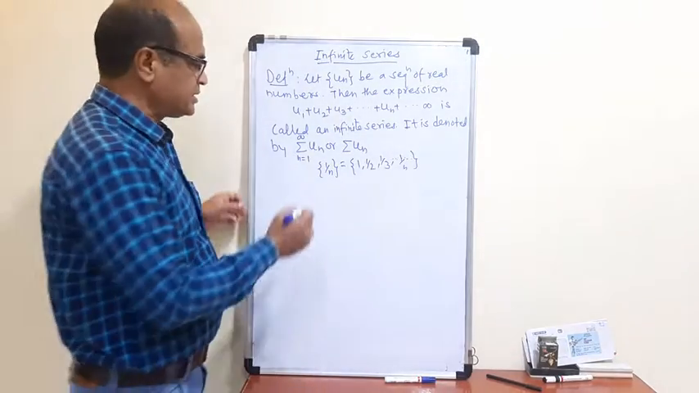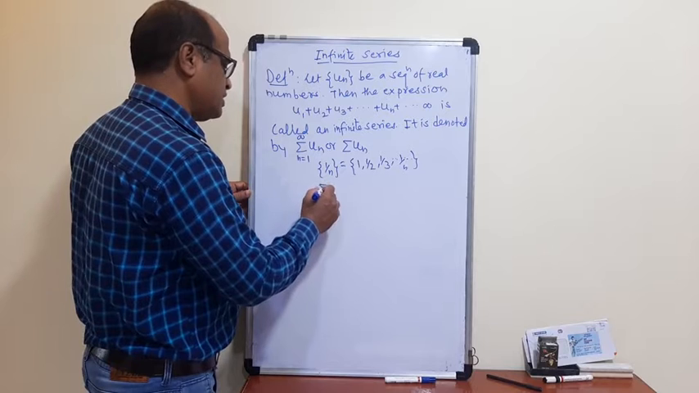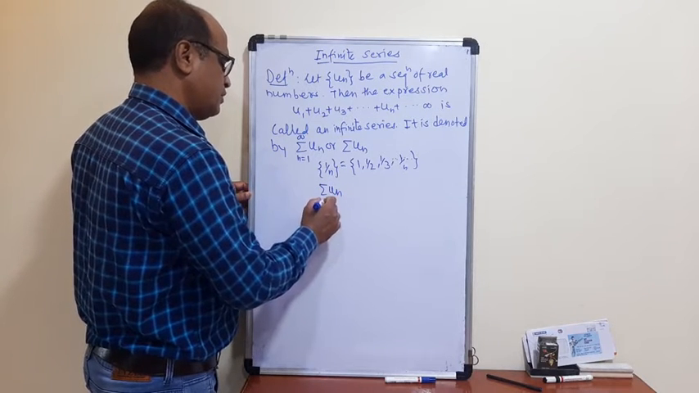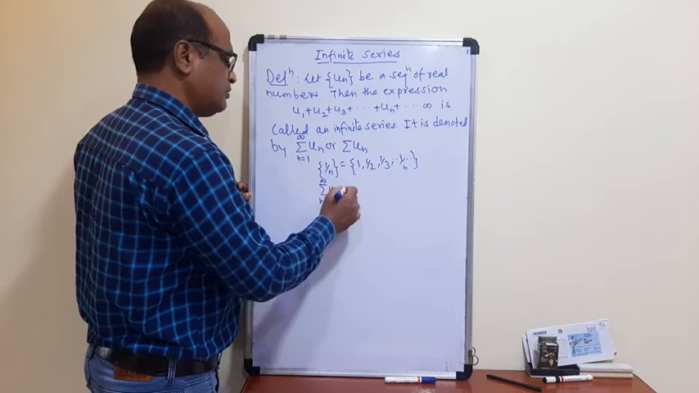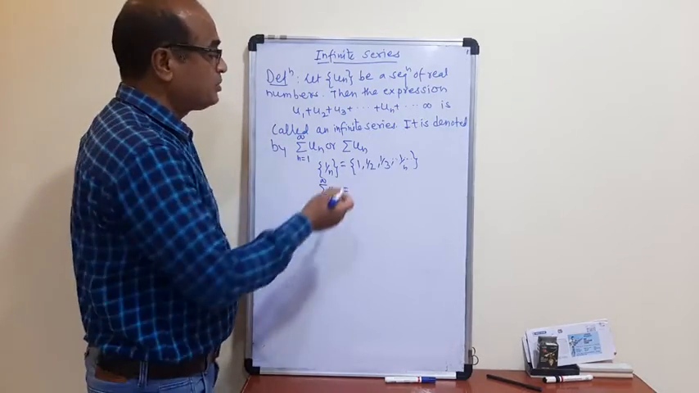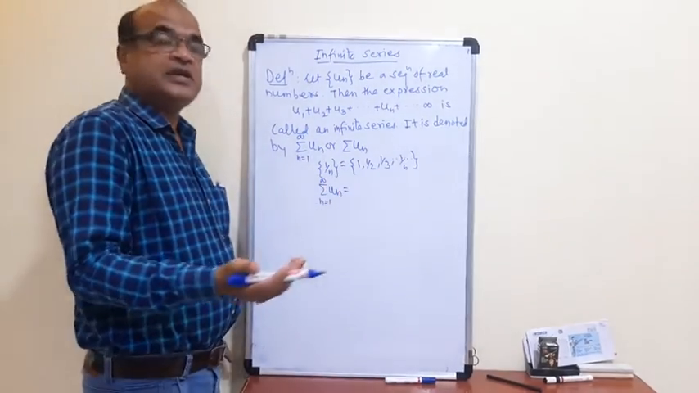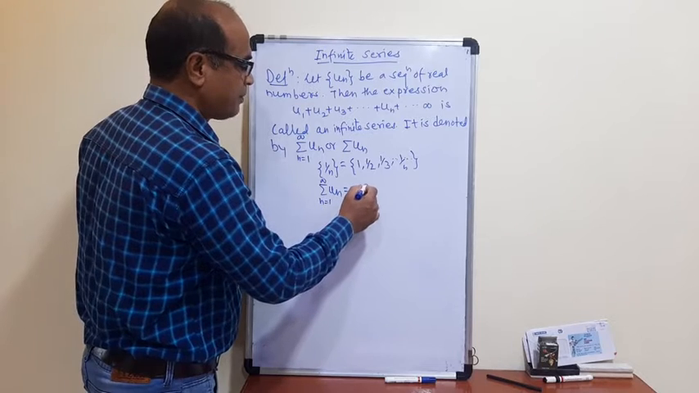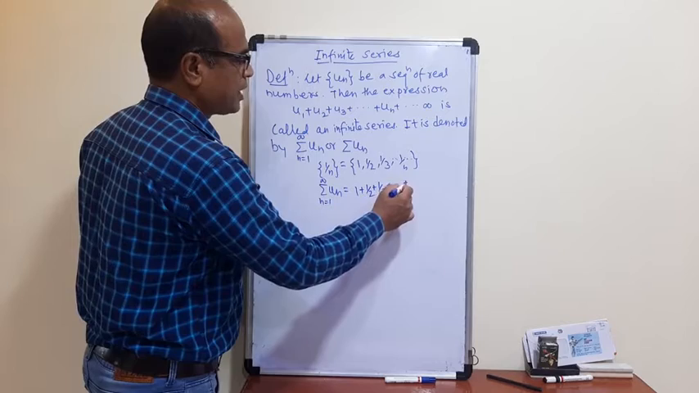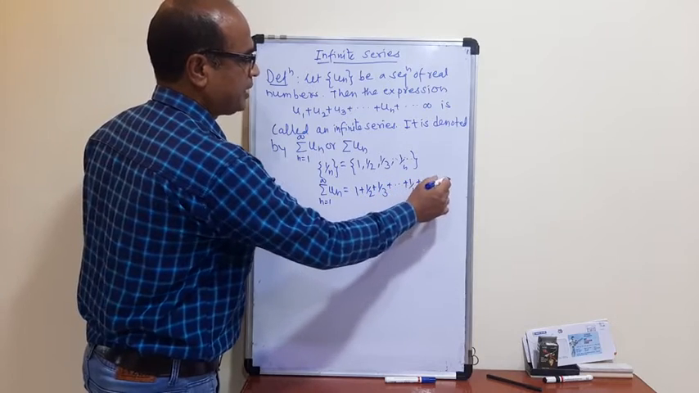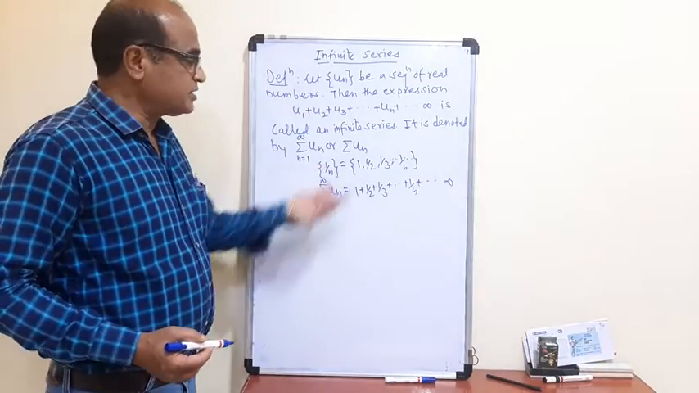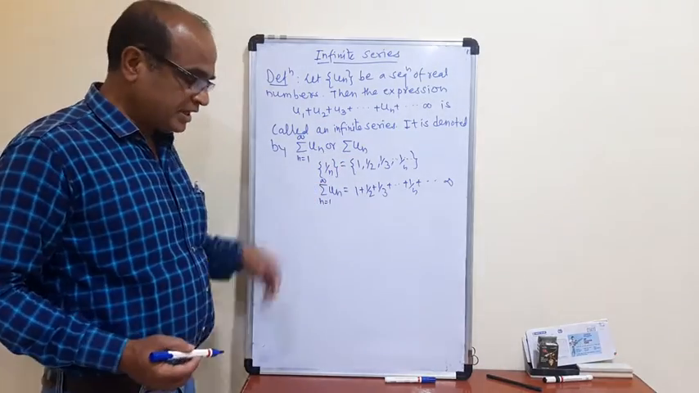So what is the series? The series is summation un, n equal to 1 to infinity. This is the addition of the terms in a sequence. Simply 1 plus 1/2 plus 1/3 and so on, 1 upon n, up to infinity. So this is a sequence and this is a series.